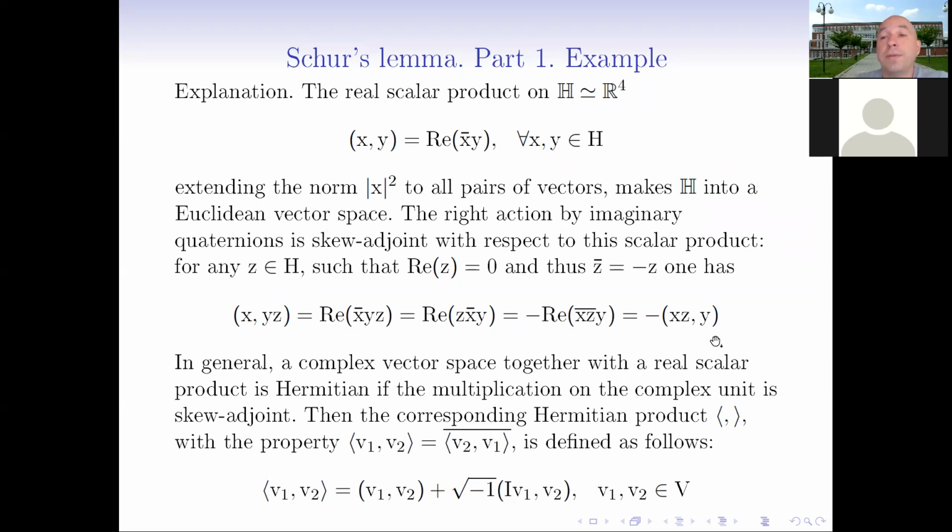So whenever we have a real vector space with a scalar product, together with an action of a complex unit I which is skew-symmetric, skew-adjoint, then we immediately have a Hermitian product on this vector space, which is now viewed as complex because we have an action of a complex unit.